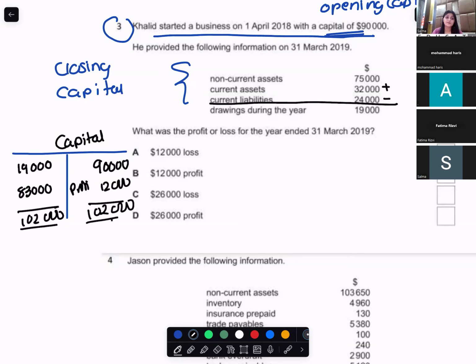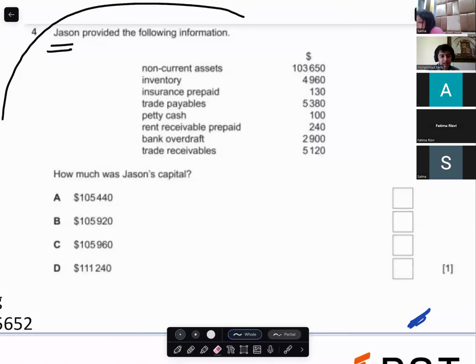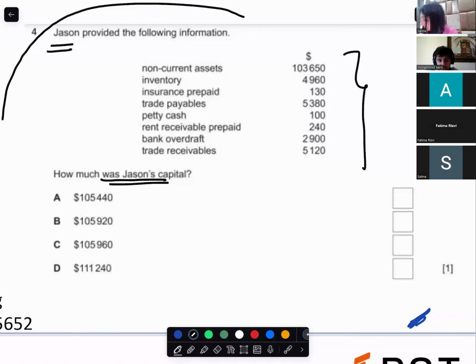Okay. Come on, I'm doing it. Let's try it. Jason's capital. Harris, you will answer. How will you find the capital? So first we add all of the assets, we minus the liabilities. All debit minus all credit. Come on. Non-current assets, add. Inventory, add. Prepaid insurance, add. Trade payables, minus. Petty cash, add.